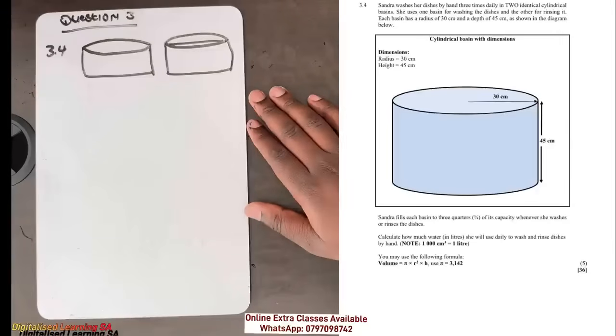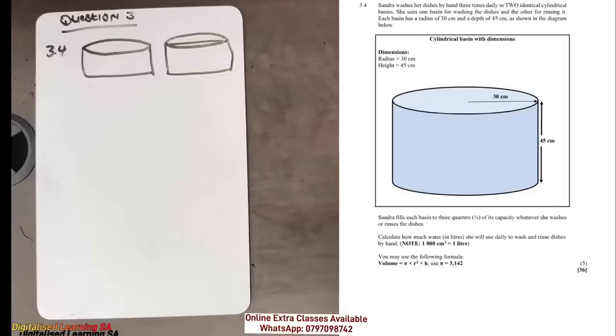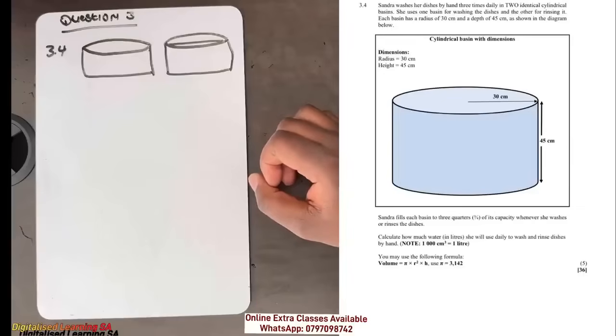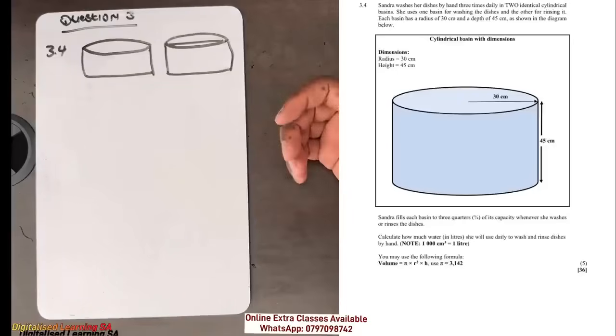Each basin has a radius of 30 centimeters and a depth of 45 centimeters, as shown in the diagram below. So it has 2 dimensions. It has the radius and the height, and the radius is 30 centimeters and the height is 45 centimeters. Okay, so we are told that Sandra fills each basin to 3/4 of its capacity whenever she washes or rinses the dishes. So 3/4 means that it's not full, but it's nearly full.